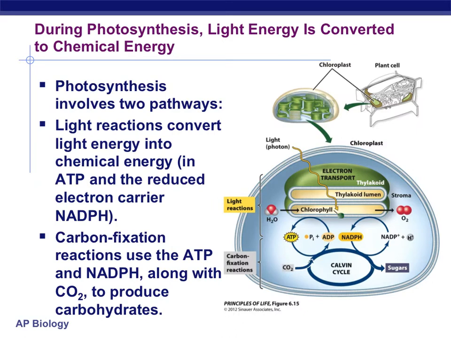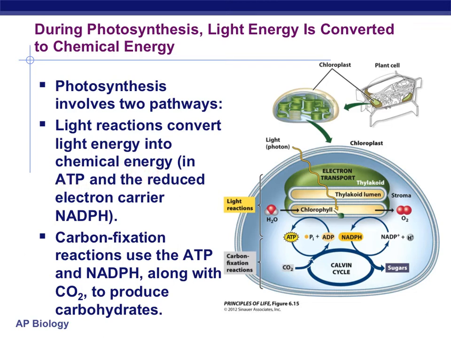So we said before, photosynthesis involves two pathways. They're called the light reactions and then the carbon fixation that happens in the Calvin cycle. The light reactions, and by their name they need to have the light to do this, that's where the cells convert light energy into chemical energy.